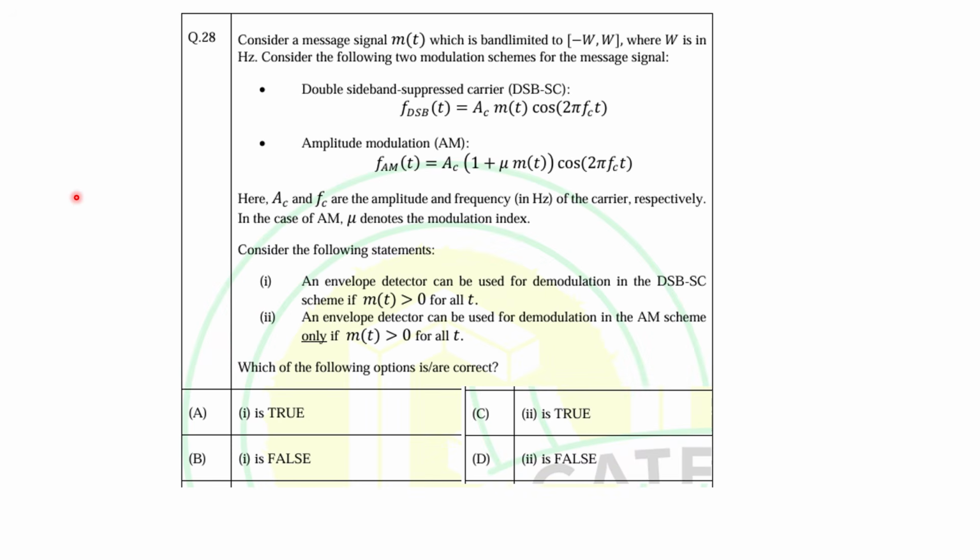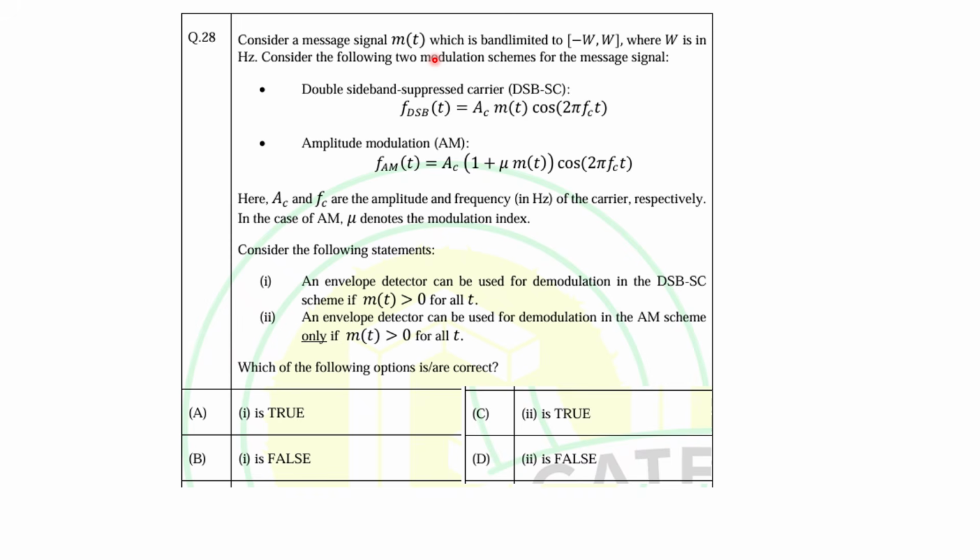Okay, now let's take one more question. Consider message signal m(t), which is band limited to minus omega to omega, where omega is in hertz. Consider the following two modulation schemes for the message signal. First of all, in the question, it has been given that the message signal is band limited.